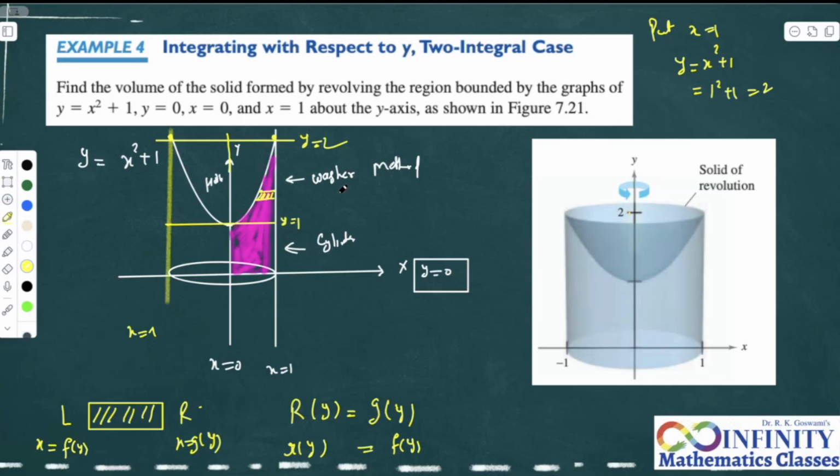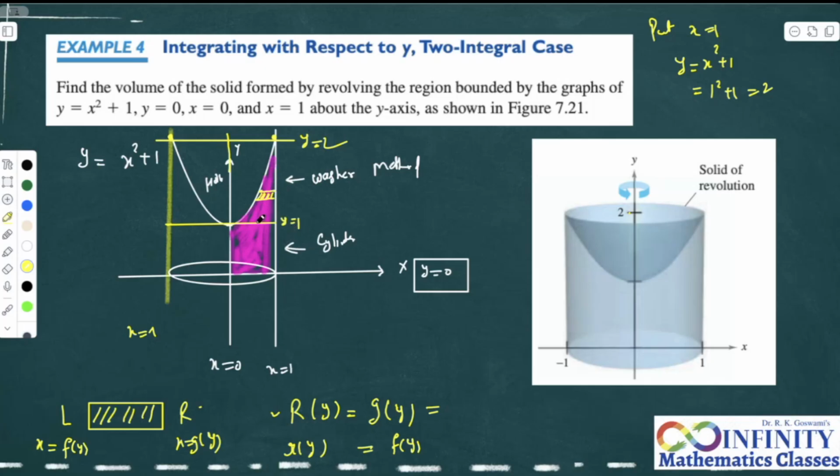Let me tell you once more. Whenever we are rotating about the y-axis, we need to take a horizontal strip. And how will you identify what is the capital R? It is the right side curve. What is the left side curve? It is going to be small r. Can you please help me? What is going to be your right side curve?